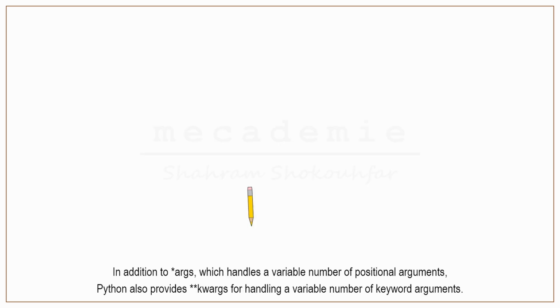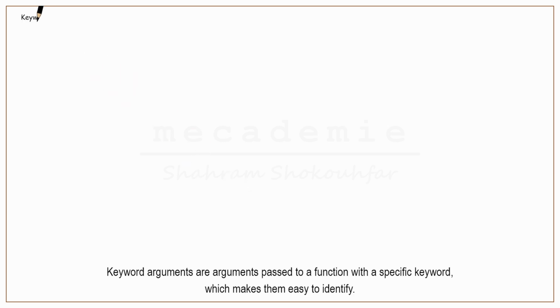In addition to args, which handles a variable number of positional arguments, Python also provides kwargs for handling a variable number of keyword arguments. Keyword arguments are arguments passed to a function with a specific keyword, which makes them easy to identify.